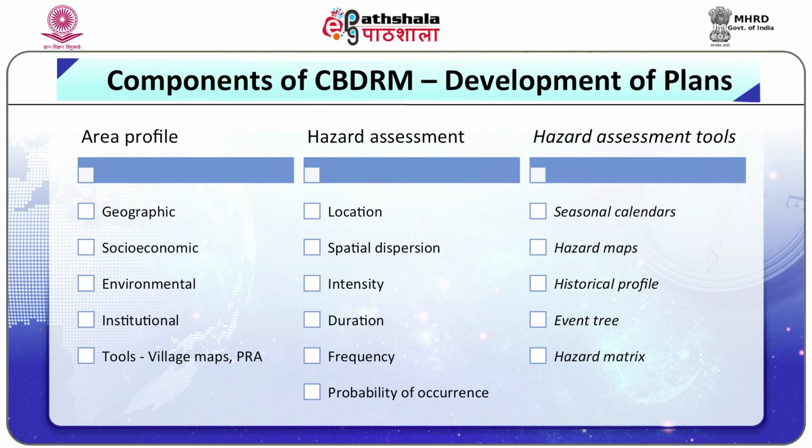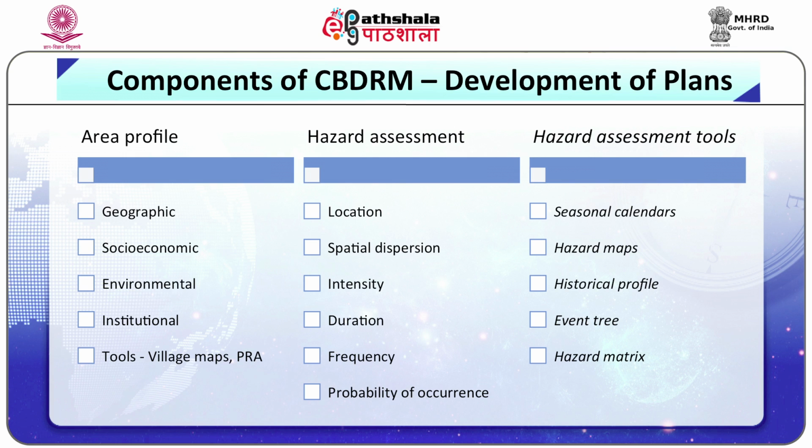A. For each hazard, the location, spatial dispersion, intensity, duration, frequency and probability of occurrence is analyzed with the help of community participation, especially the elderly or knowledgeable people. It is done using number 1, seasonal calendars, which is used to identify time of occurrence of hazards. Number 2, hazard maps. These are not to scale but help identify the area which might get affected in a disaster or has been affected in disasters. Number 3, historical profile, used to understand the past hazards that the region has witnessed and their nature and characteristics. It enables community youngsters to understand the evolution of risk and the emerging risk.